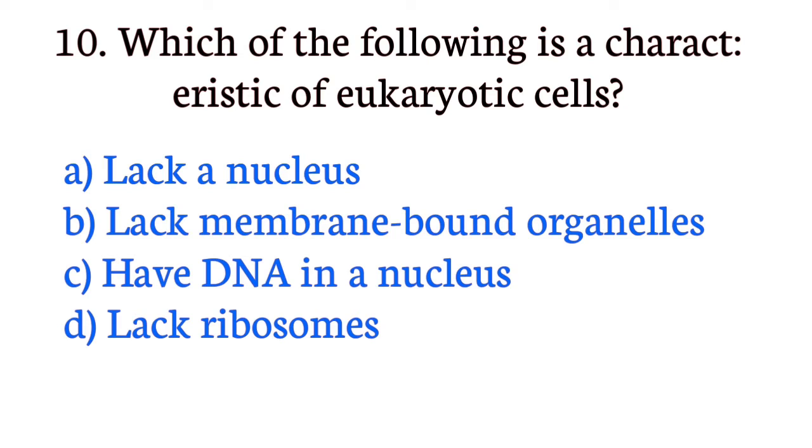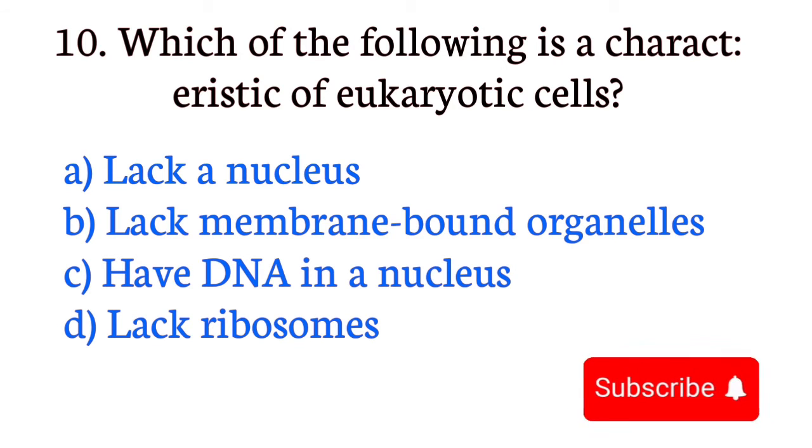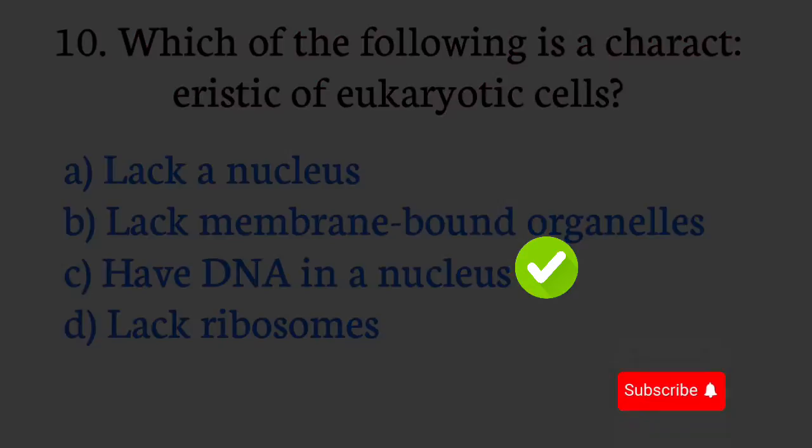Question number 10. Which of the following is a characteristic of eukaryotic cells? The correct option is option C, having DNA and a nucleus.